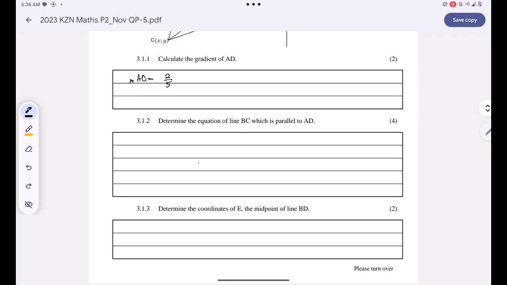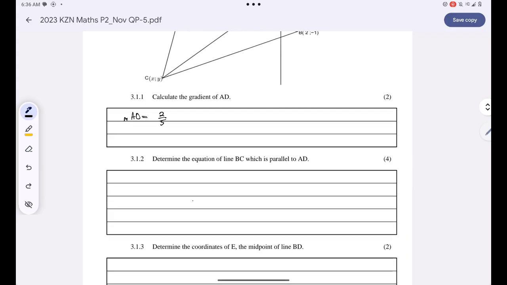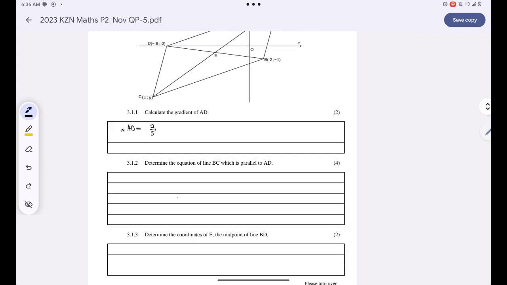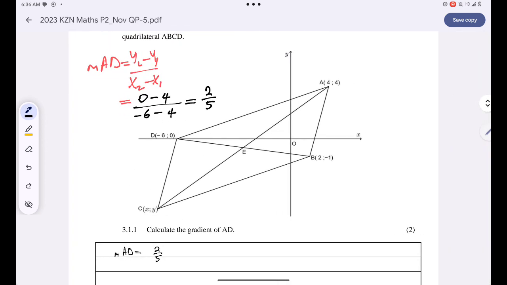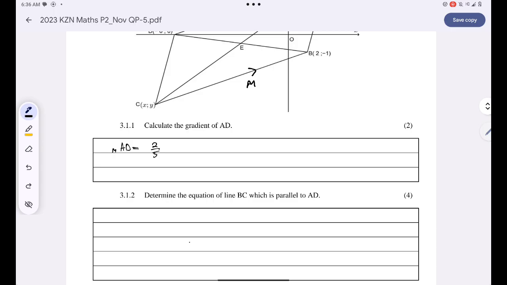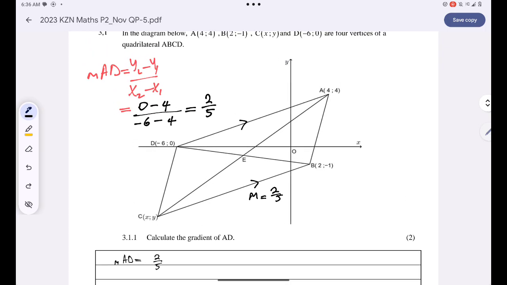Okay, now I'm supposed to determine the equation of line BC, which is parallel to line AD. Remember that, guys, whenever I'm told that lines are parallel, it simply means that those 2 lines have the same gradient. So AD is parallel to this one. That means the gradient of line BC is also 2 over 5.